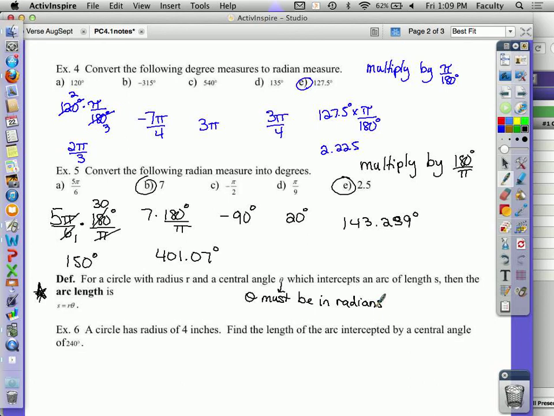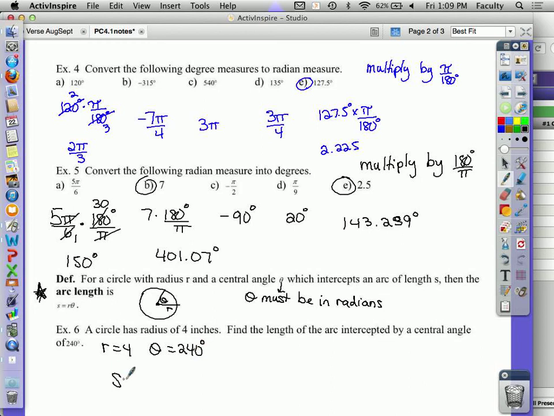And then this S is the arc length. So let's draw a little circle here. If this is r, let me refresh your memory from geometry. A central angle is an angle in a circle where the vertex is the center, okay? So look at example 6. A circle has radius 4, and the angle is 240 degrees.